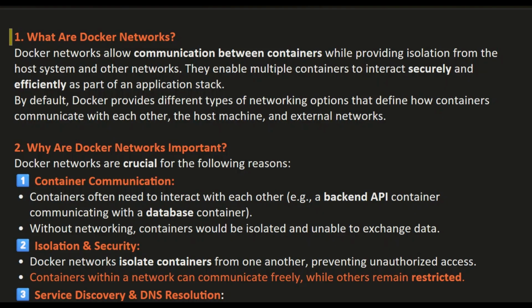1. What are Docker networks? Docker networks allow communication between containers while providing isolation from the host system and other networks. They enable multiple containers to interact securely and efficiently as part of an application stack. By default, Docker provides different types of networking options that define how containers communicate with each other, the host machine, and external networks.